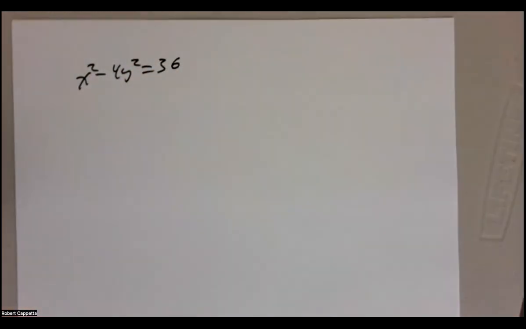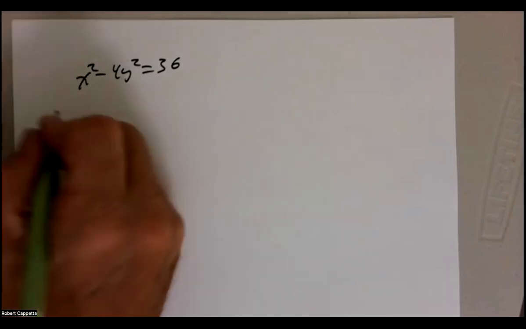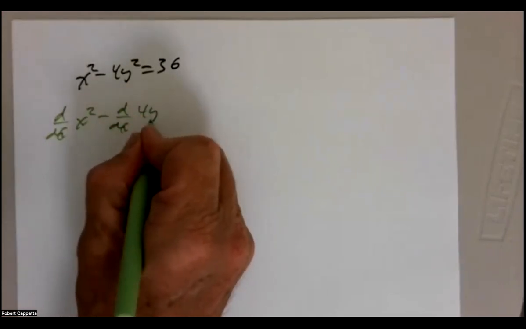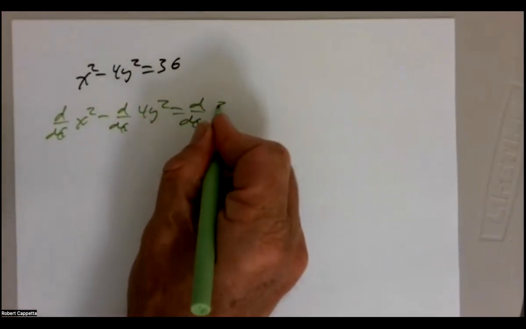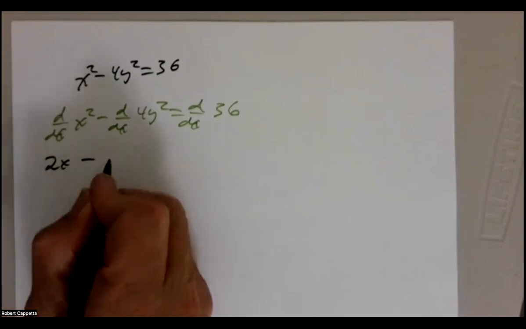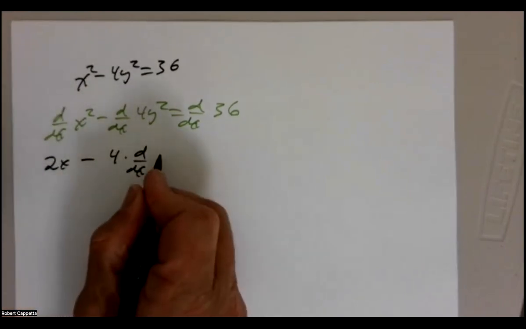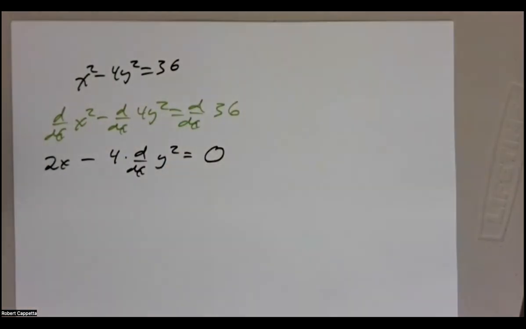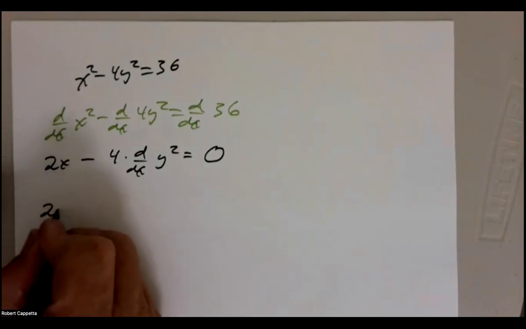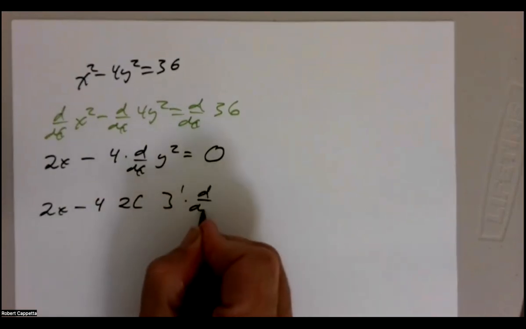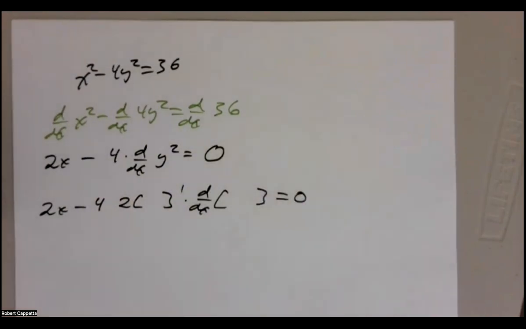We will take the derivative with respect to x of both sides. So the derivative with respect to x of x squared minus the derivative with respect to x of 4y squared is the derivative with respect to x of 36. So this first piece is 2x minus 4 times the derivative with respect to x of y squared equals the derivative of 36. The derivative of a constant is 0. And we continue, 2x minus 4. The derivative of something squared, 2 times the something to the first times the derivative of the something equals 0. But the something here is y.